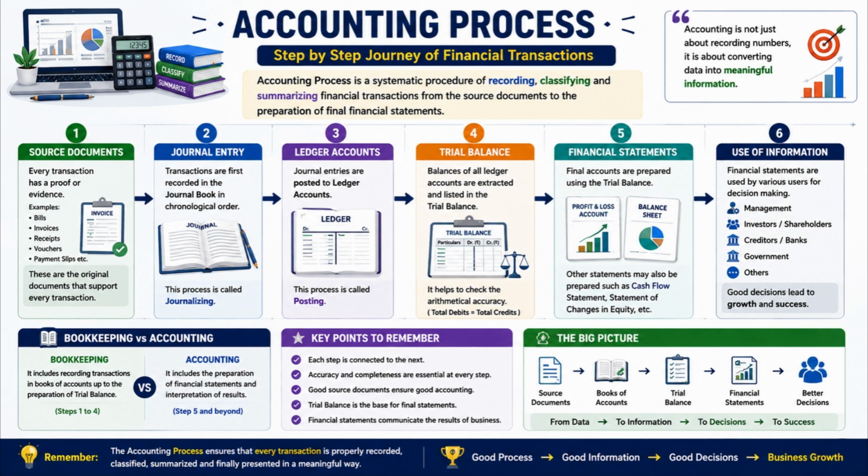Step 4. Trial balance. Balances from all ledger accounts are collected and summarized into a trial balance. The trial balance helps verify whether debit balances and credit balances are equal. Step 5. Financial statements. Finally, financial statements are prepared. These include profit and loss account, balance sheet, cash flow statement, statement of changes in equity. The process from source documents to trial balance is generally called bookkeeping.